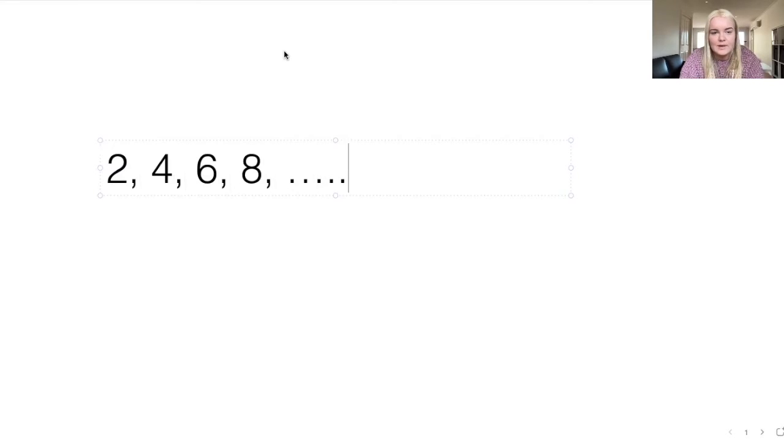Well, to continue that pattern, we can notice a little trend here. If we go from 2 to 4, that is going up by 2. That's plussing by 2 or increasing by 2. If we go from 4 to 6, that is also increasing by 2. And if we go from 6 to 8, again, that is increasing by 2.